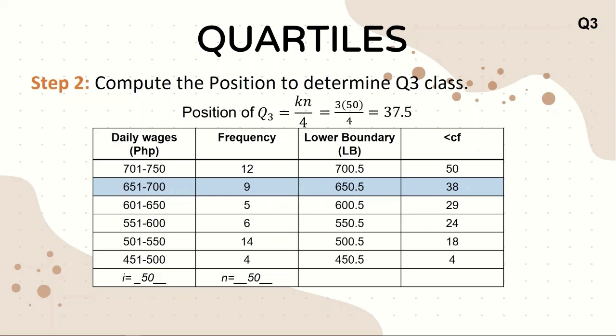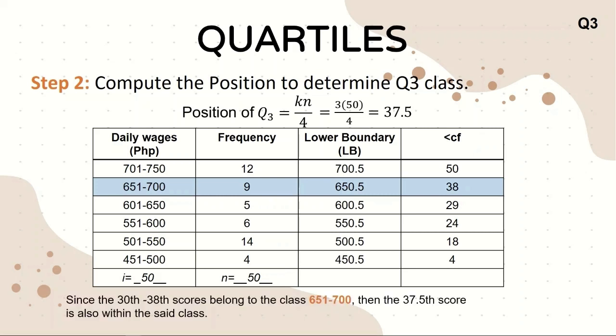This means we need to find the class where the 37.5th score is contained. Since the 30th to 38th scores belong to the class 651 to 700, then the 37.5th score is also within the said class.